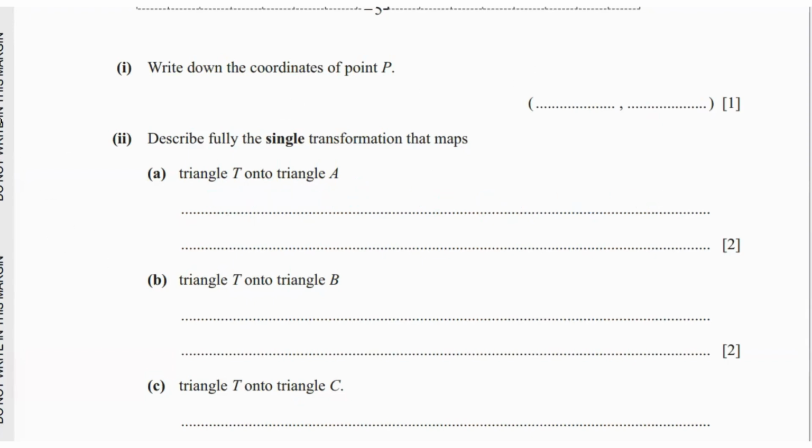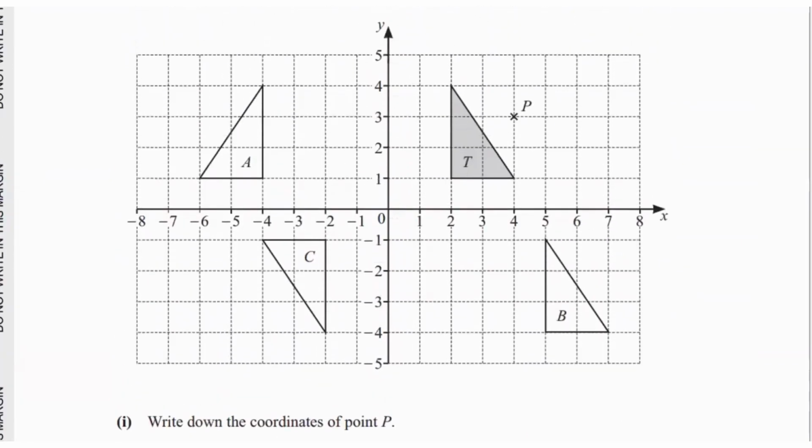Then part B says triangle T onto triangle B. T onto B is a translation. To find the vector of the translation, pick corresponding points on both shapes. This is (4, 1), and this over here is (7, -4). So to transform (4, 1) into (7, -4), to the x coordinate we're adding 3, and to the y we are subtracting 5. So it's a translation by a vector of (3, -5).